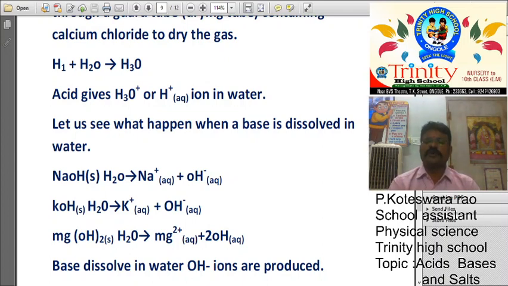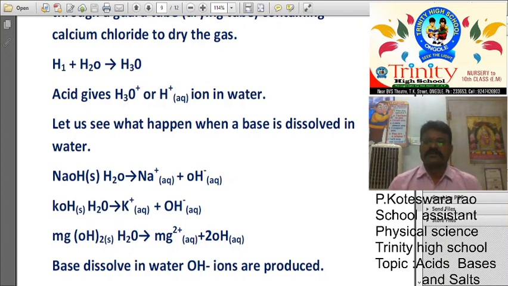So here also we want to give one technical word. What is alkali? Bases which are soluble in water are called alkalis. Alkali is nothing but a base dissolved in water.